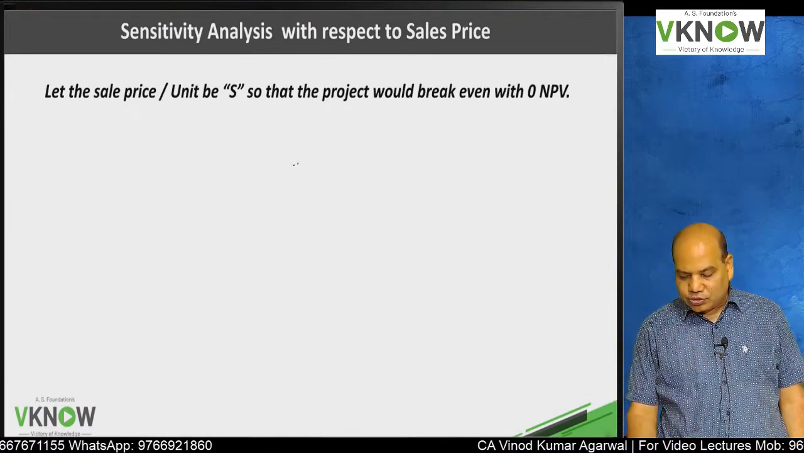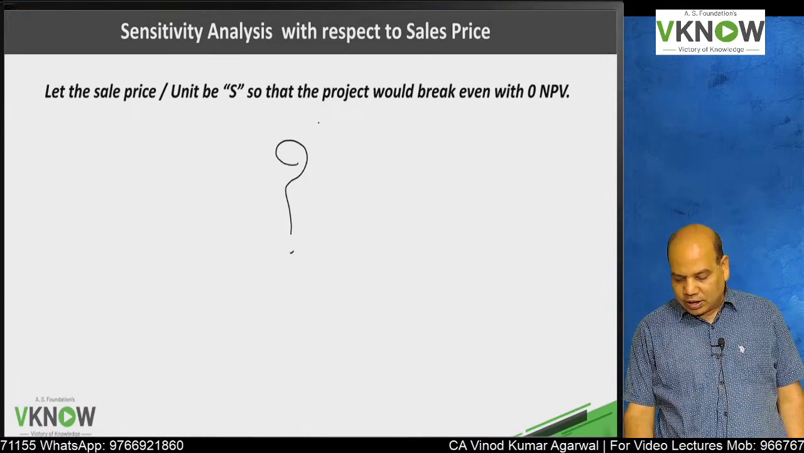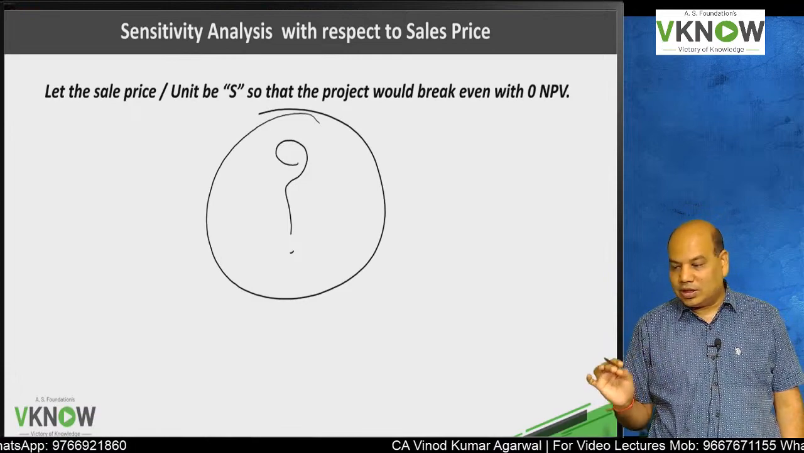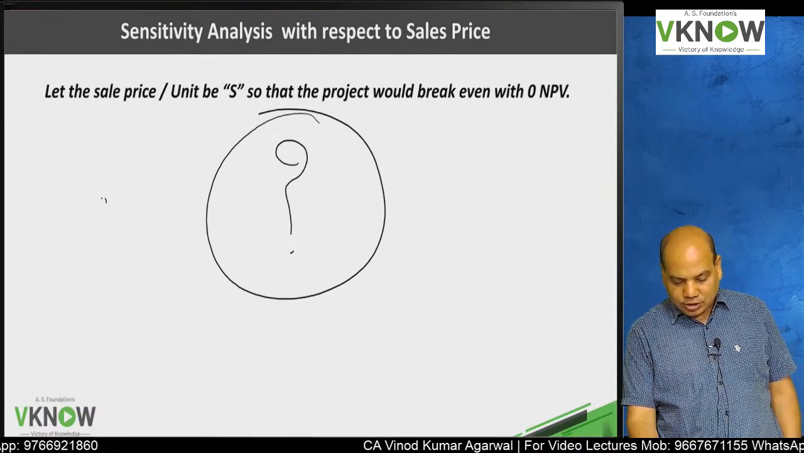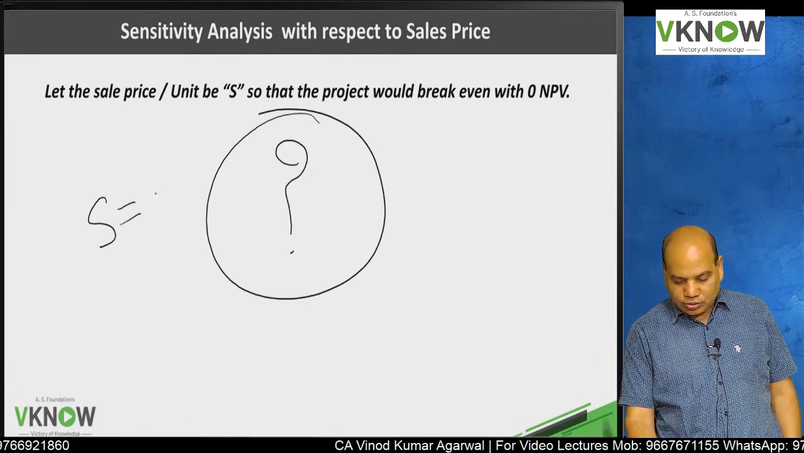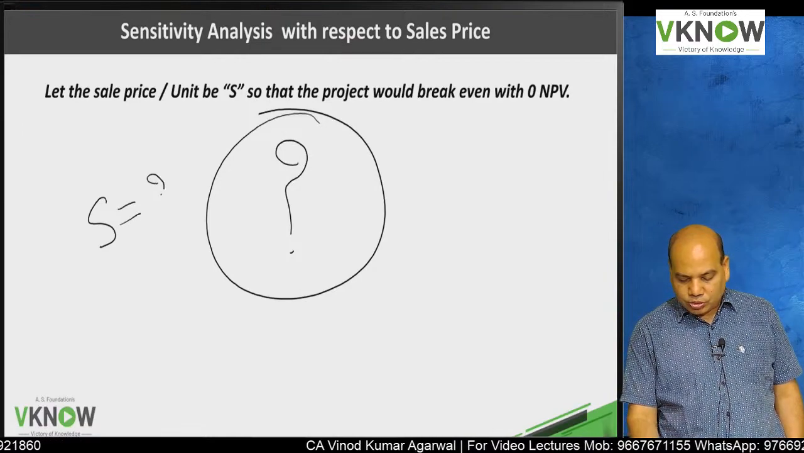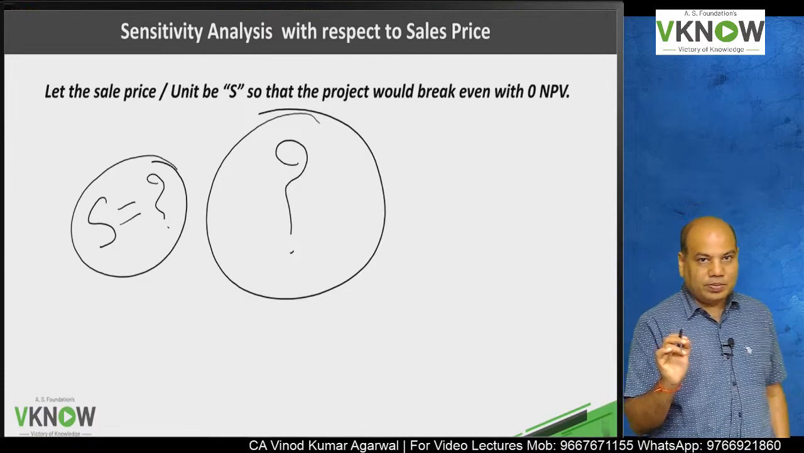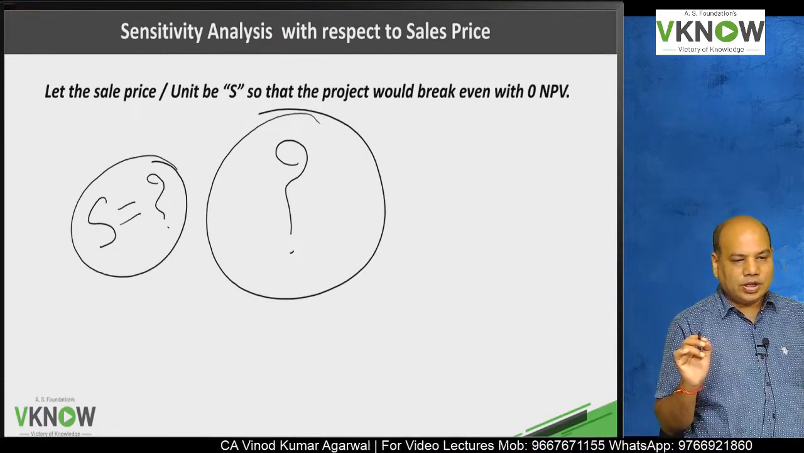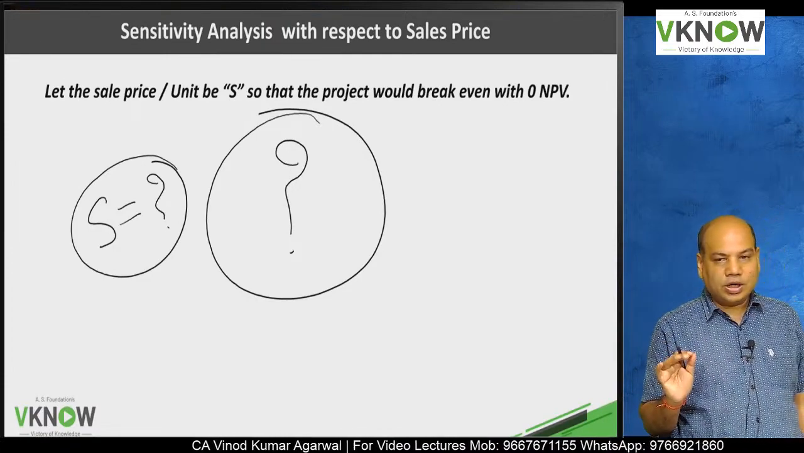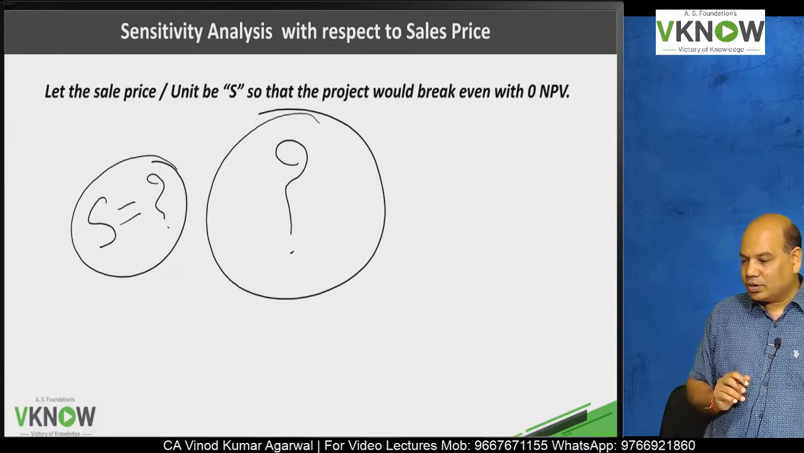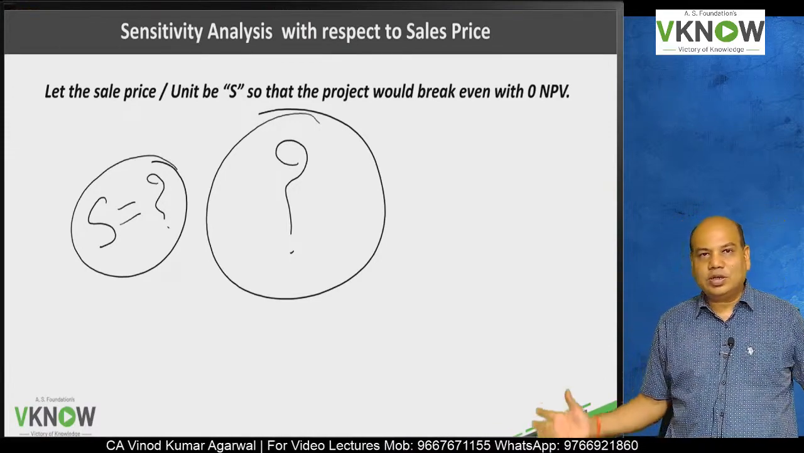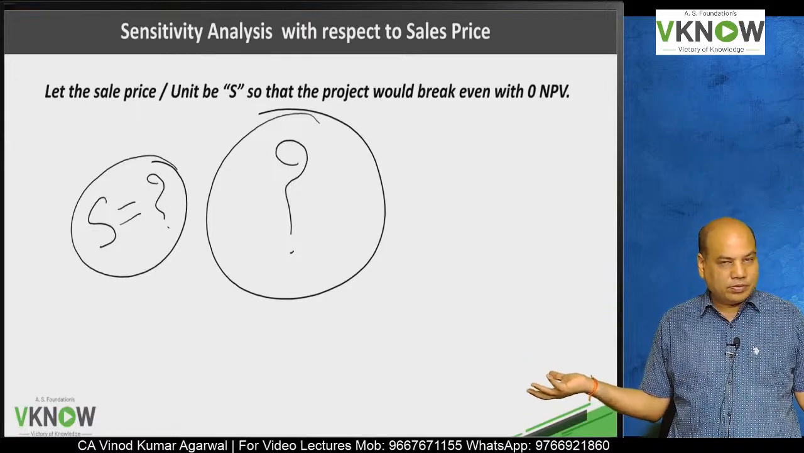So first chance should be given to the student, otherwise you will not be able to apply your own original thinking. So my question is, the student has to answer what should be the selling price at which NPV will be 0. I hope you understood my question. First I will ask you to try, otherwise you will think that we are only copying. Try.